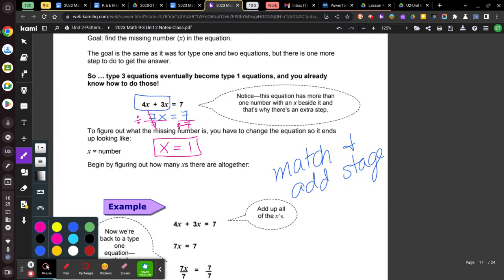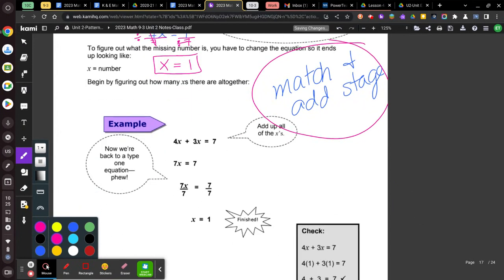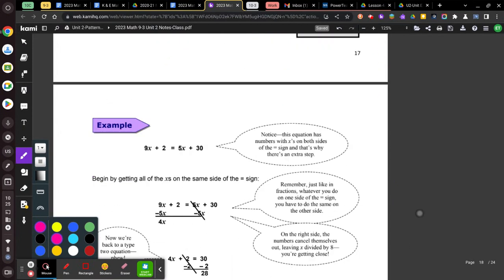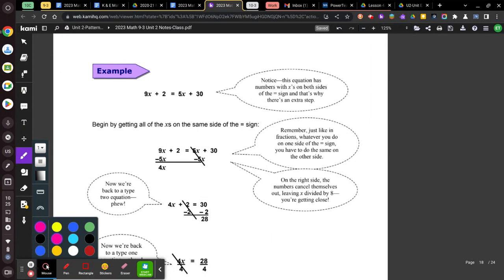So there are different types of 3-step equations. All it means is there's going to be multiple things you've got to add up on one side of the equal sign. So you add them together and then you solve. So it's the match and add stage. When you match things, you have to make sure that you match items that are identical.